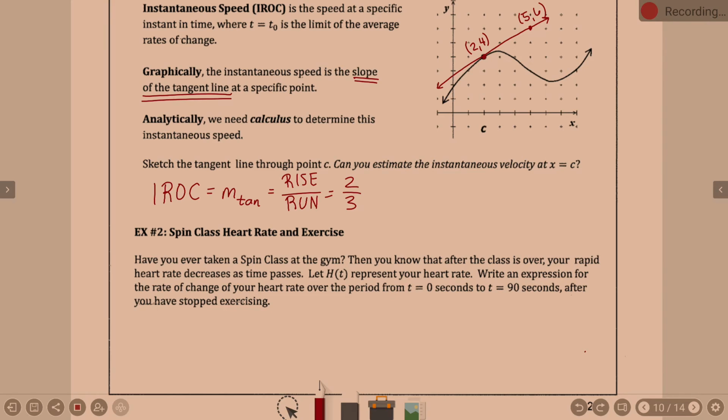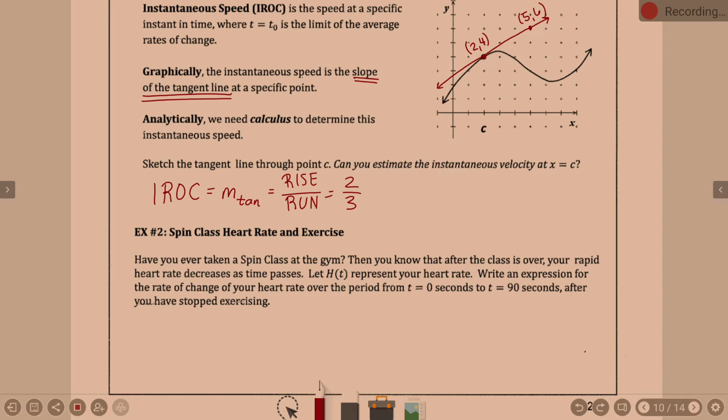Okay, for example 2. Have you ever taken a spin class at the gym? Then you know that after the class is over, your heart rate decreases as time passes. As with any physical activity, right? Let's go with this.